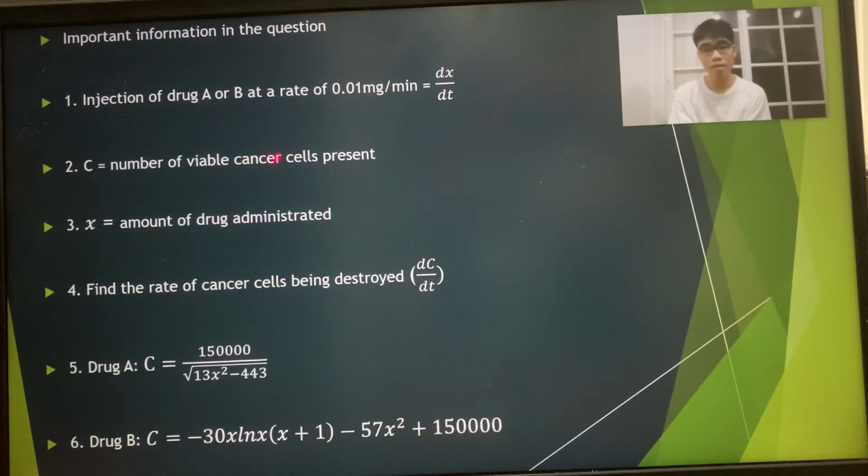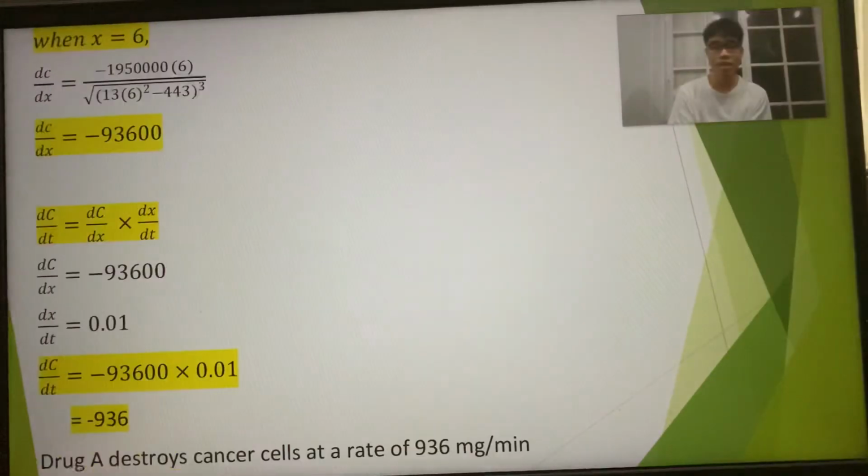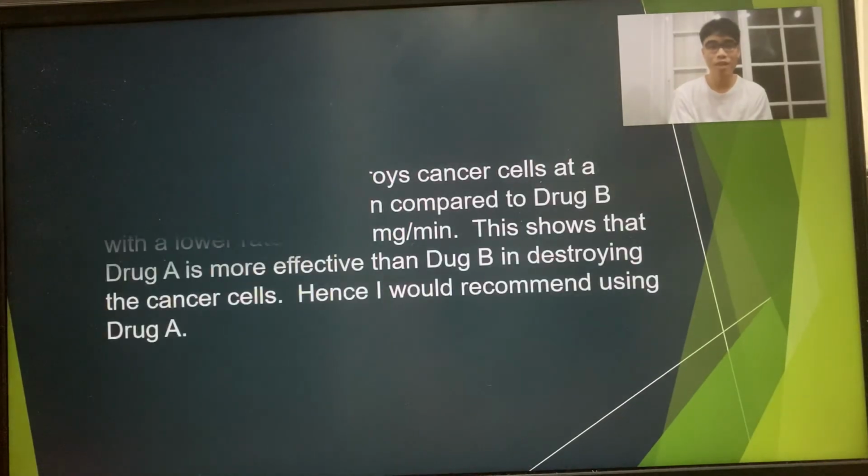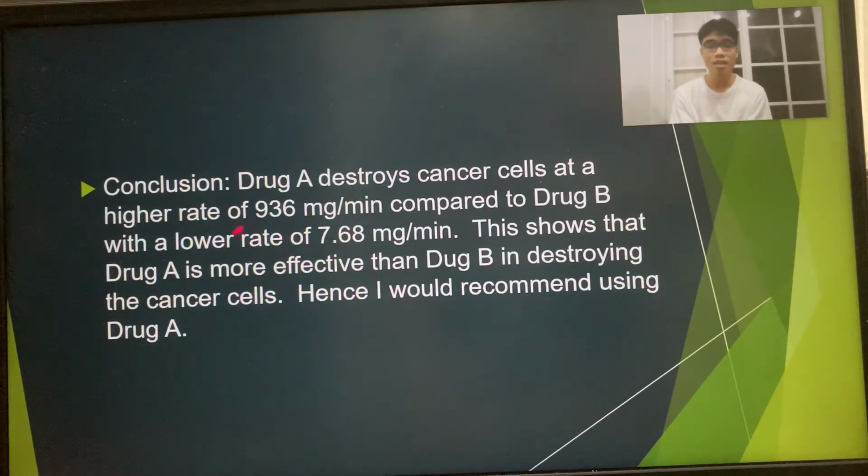And lastly, I would like to end off with the conclusion, which is that I would choose drug A over drug B, because drug A destroys more cancer cells than drug B per minute, and hence it's more effective. Okay, that's all for these two questions. Thank you very much.